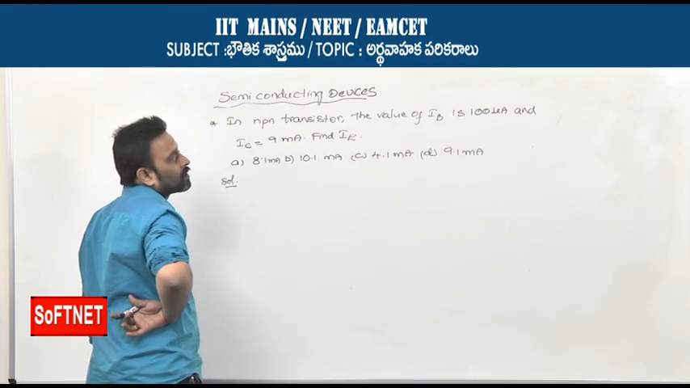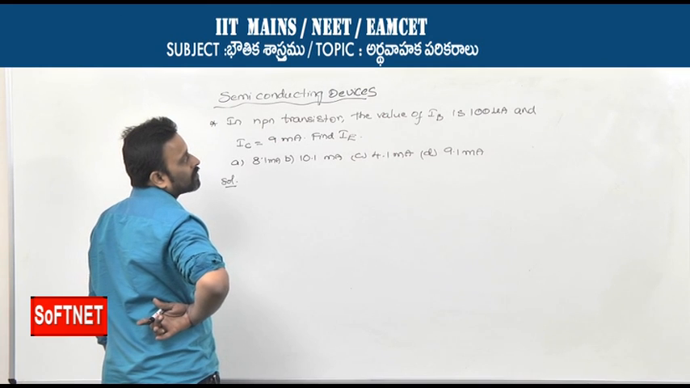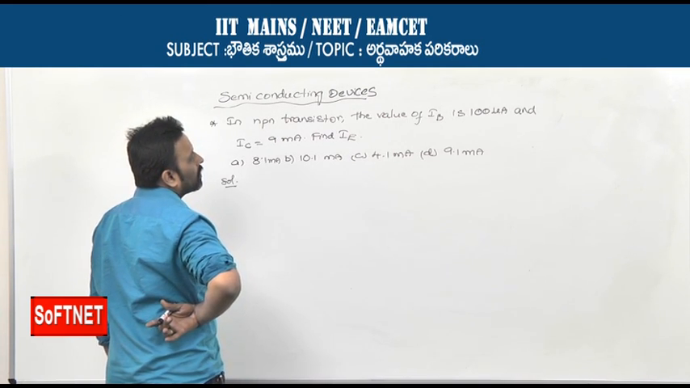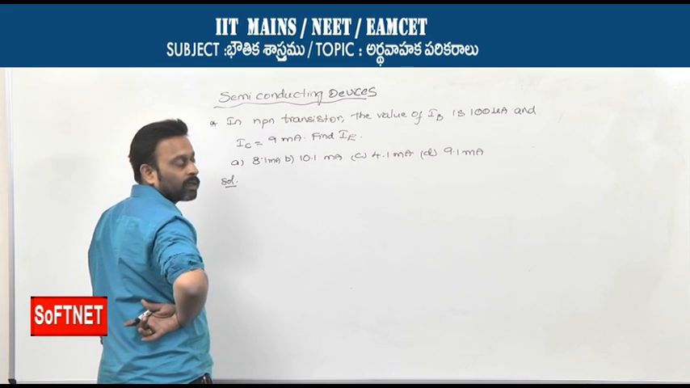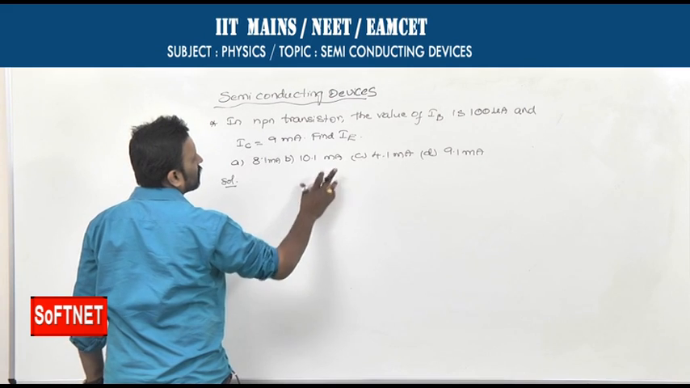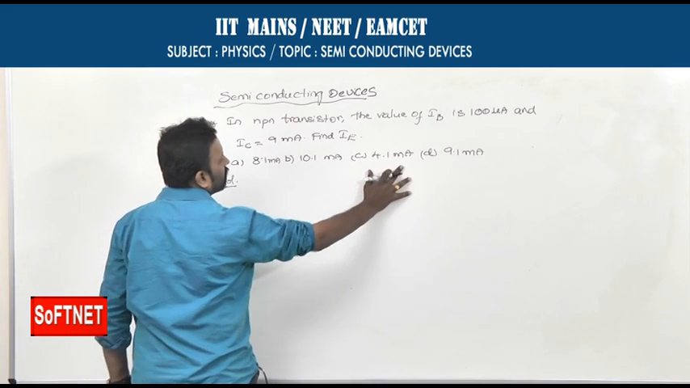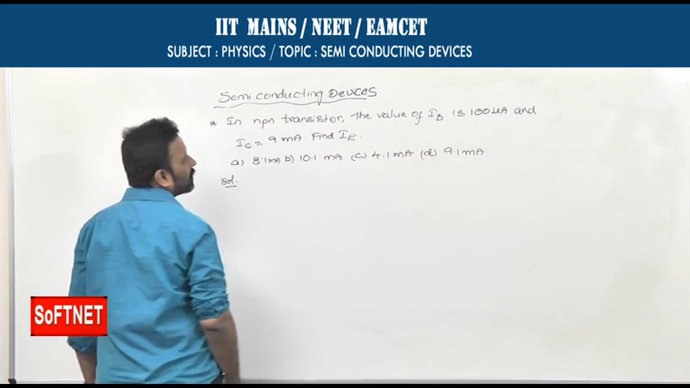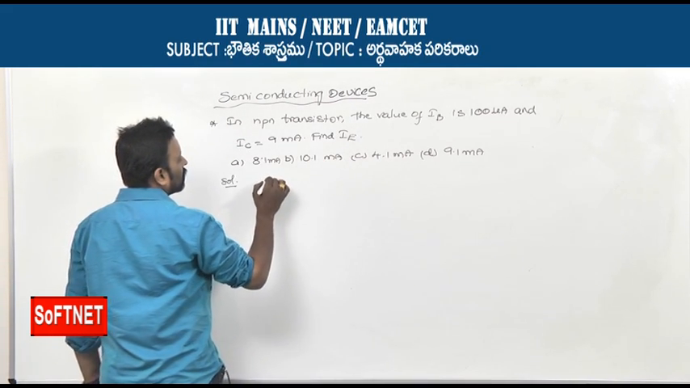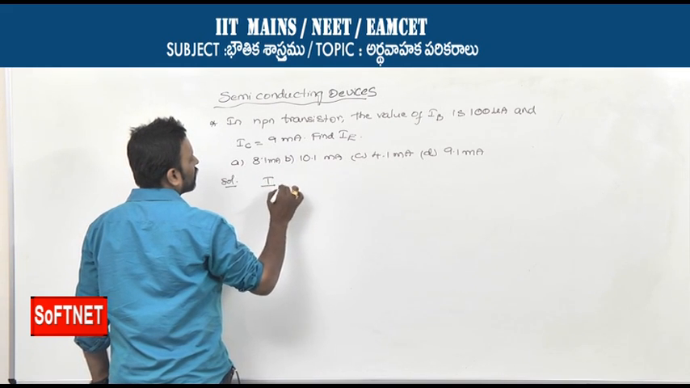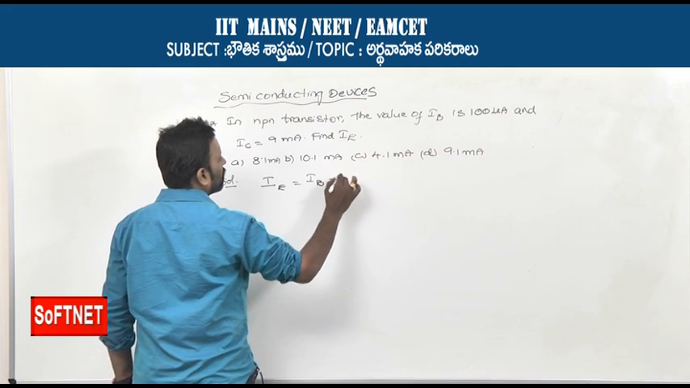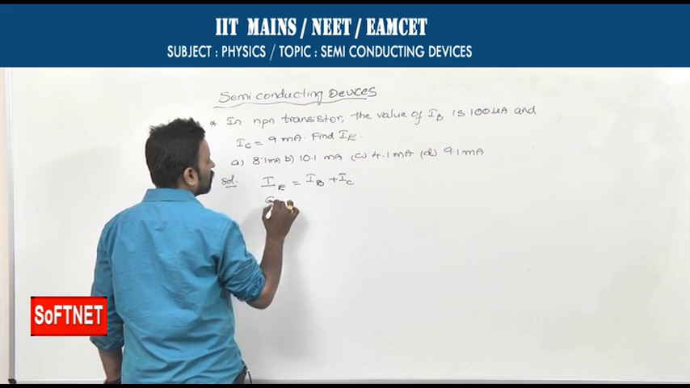In an NPN transistor, the value of base current is 100 microamperes and collector current is 9 milliamperes. You are asked to calculate emitter current. The given options are 8.1 milliamperes, 10.1 milliamperes, 4 milliamperes and 9.1 milliamperes. First, emitter current. The relation between different currents in an NPN transistor is emitter current is equal to base current plus collector current.